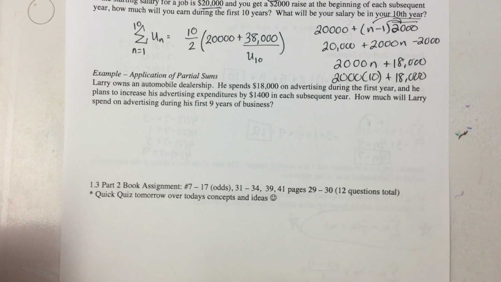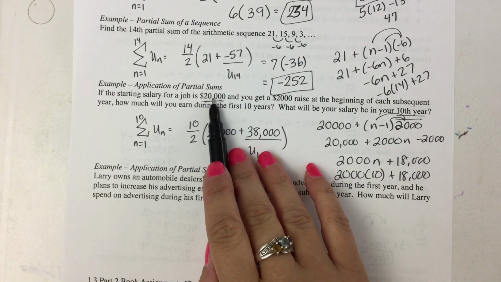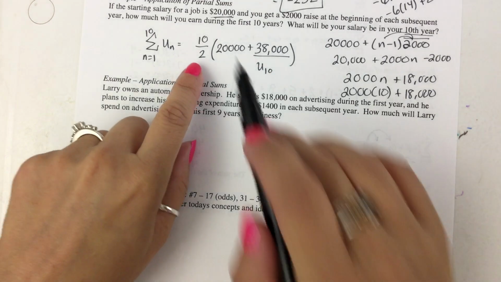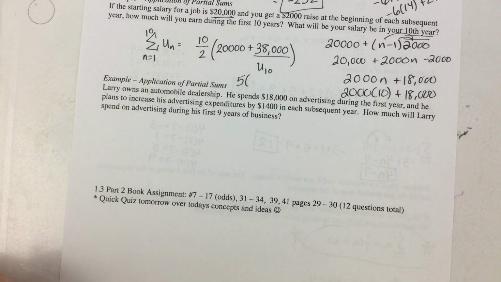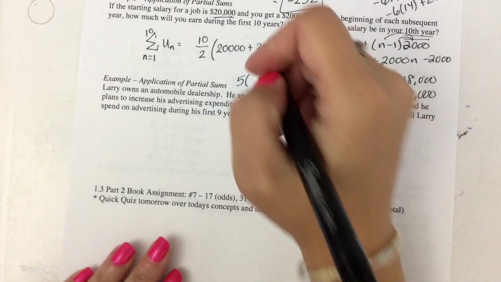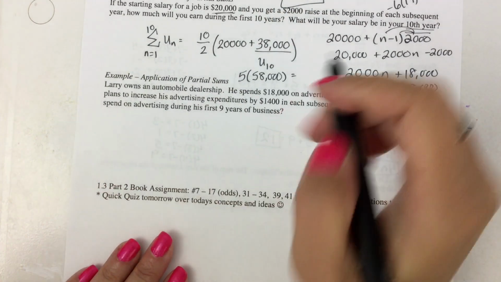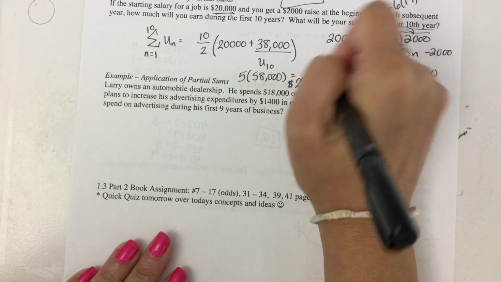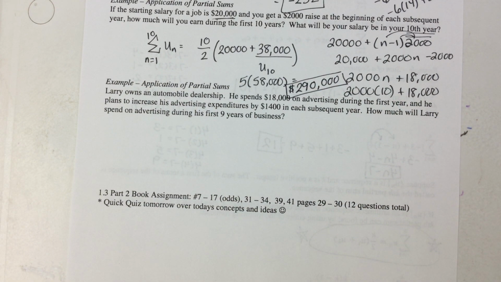Now to find out how much you actually made, so remember our scenario. You're making this amount free and clear, okay? That's how much money you're getting paid. You are putting it aside. 10 years later, you're like, I wonder how much is in that account. This is what we'd have. 10 divided by 2 is 5. If I have 20,000 plus 38,000, we have 58,000. Multiply 58,000 by 5. In that account, you would have $290,000. So that's how much money you made during the first 10 years of that job.